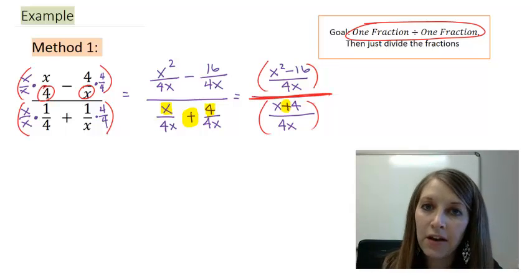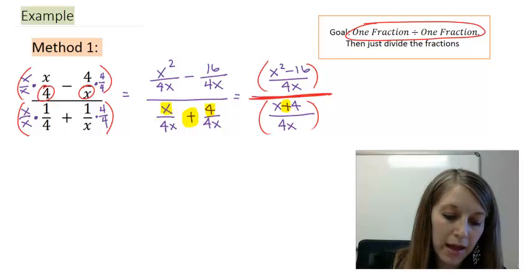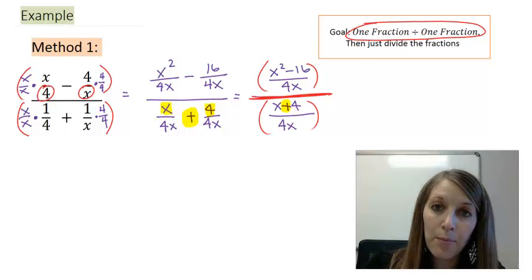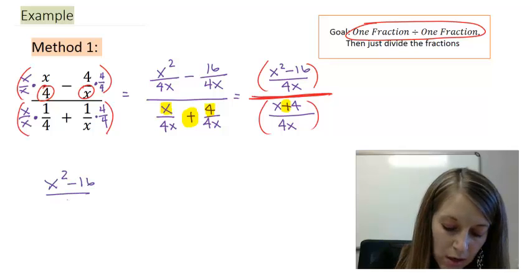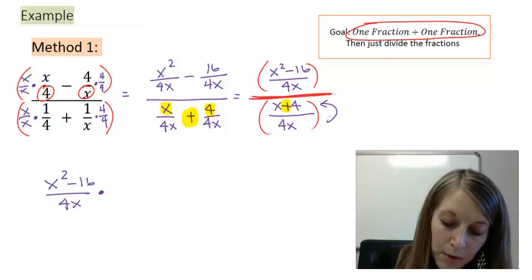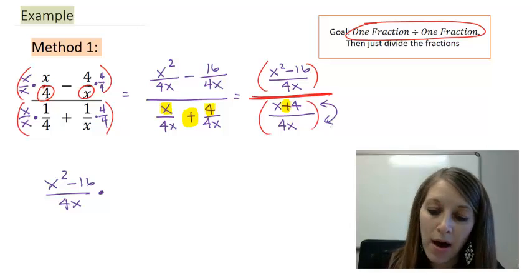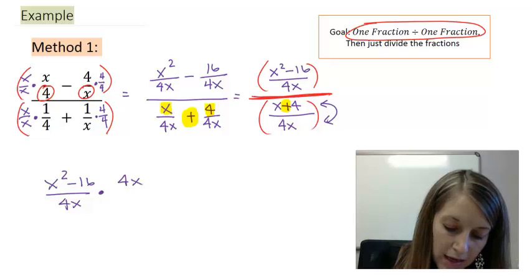So the way I divide fractions is I flip and multiply. I take my top or my first fraction as is, x squared minus 16 over 4x, and I multiply by the reciprocal of the second or the bottom fraction, 4x over x plus 4.